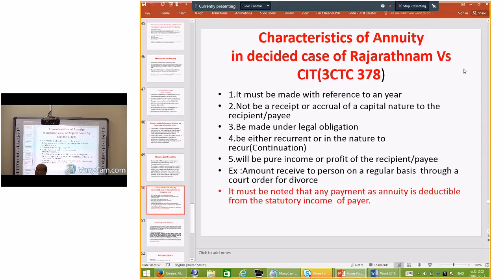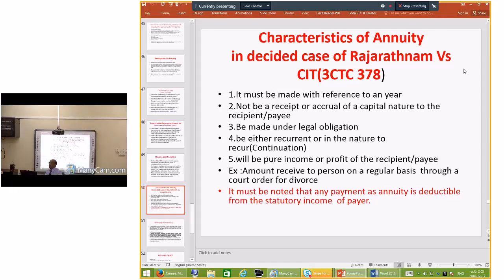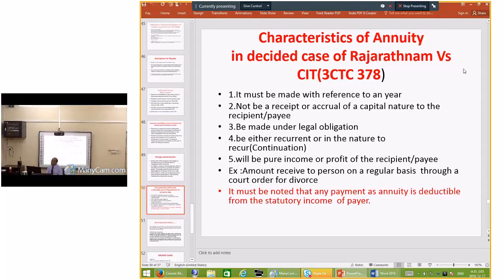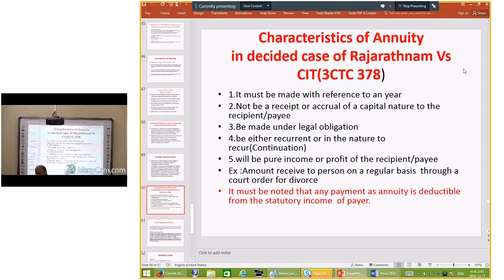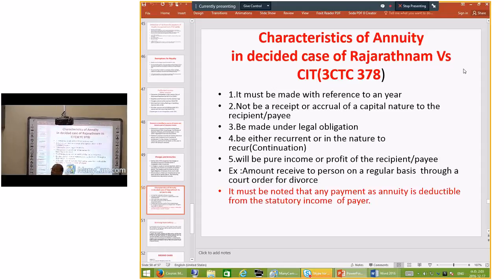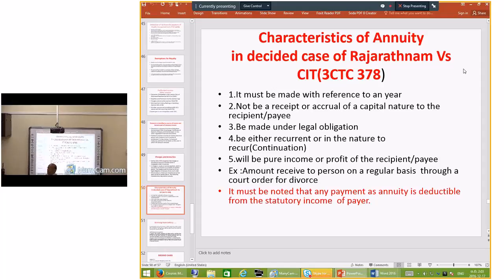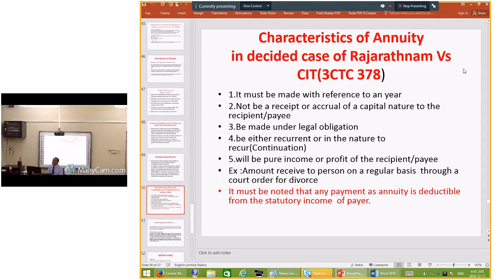tax cases. In some cases, the Rajaratnam case, CIT means Commissioner of Income Tax. See, in the decided case of Rajaratnam, CIT means Commissioner of Income Tax. Now we have the Commissioner General of Inland Revenue. Versus: Rajaratnam versus the Commissioner of Income Tax.